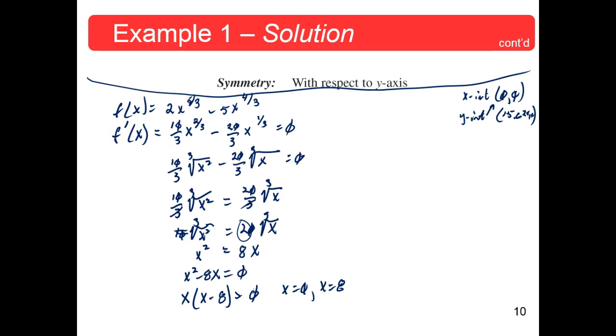Okay. All right. So we have two potential critical values. Anything else you want to do?